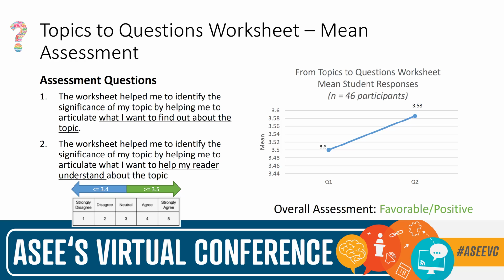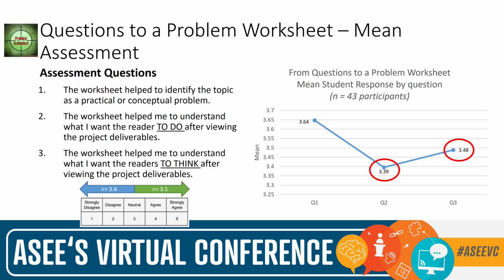Students found the worksheet to be helpful for articulating what they want to find out about their topic and what they want their readers to understand about their topic. The questions to a problem worksheet assessment consisted of 3 questions. The mean value for question 1 is 3.64, indicating on average, students found the worksheet to be helpful in identifying their topics as a practical or conceptual problem.